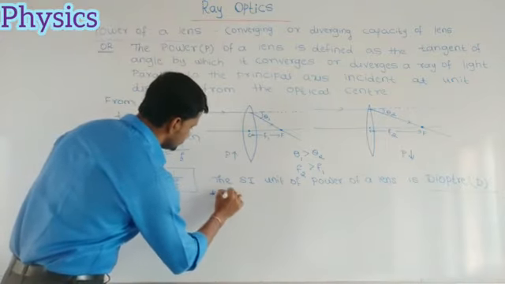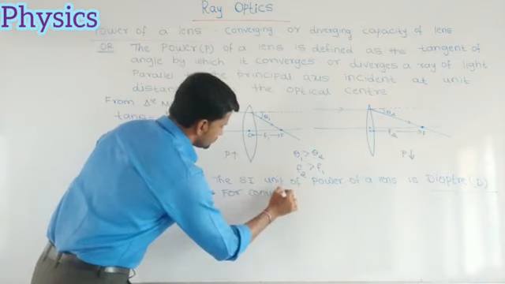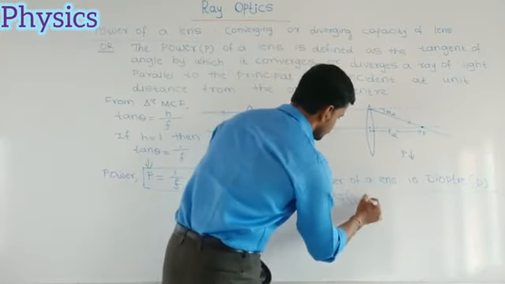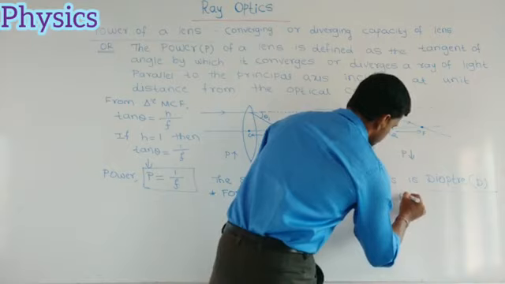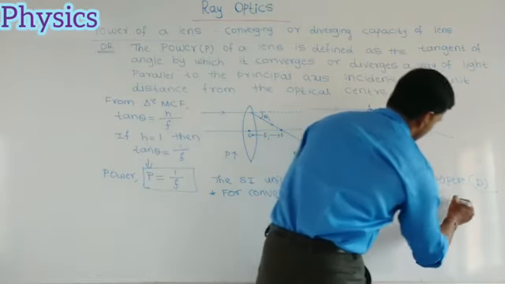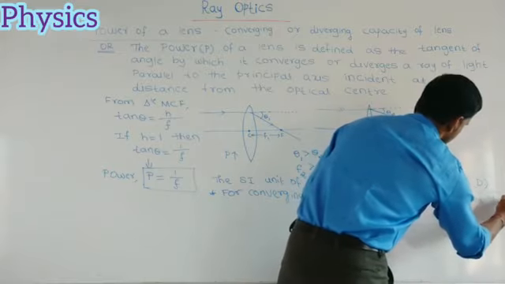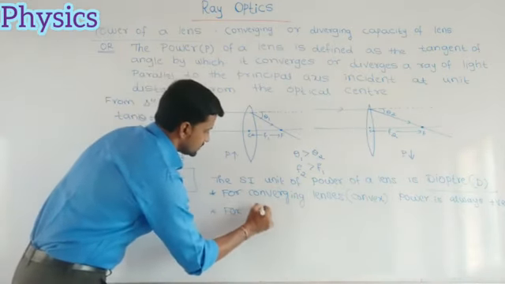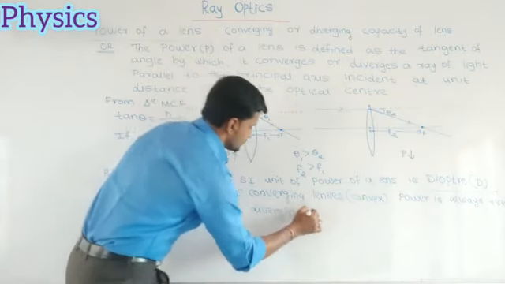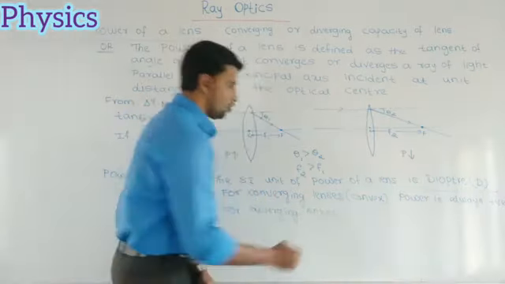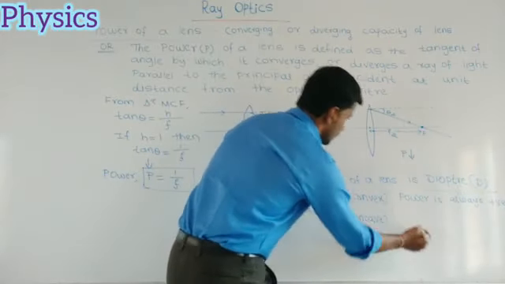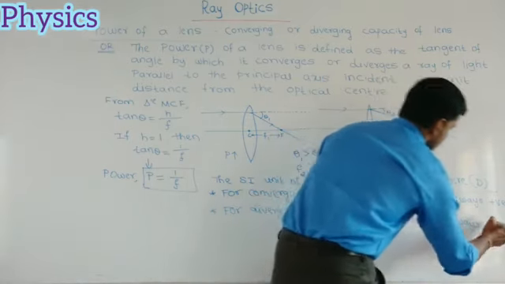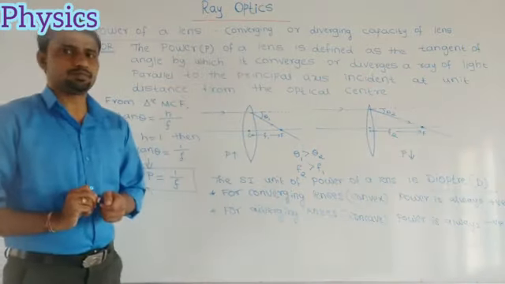For converging lenses, means convex lens, power is always positive. Power is always positive. And for diverging lenses, that is nothing but a concave lens, power is always negative. Power is always negative.